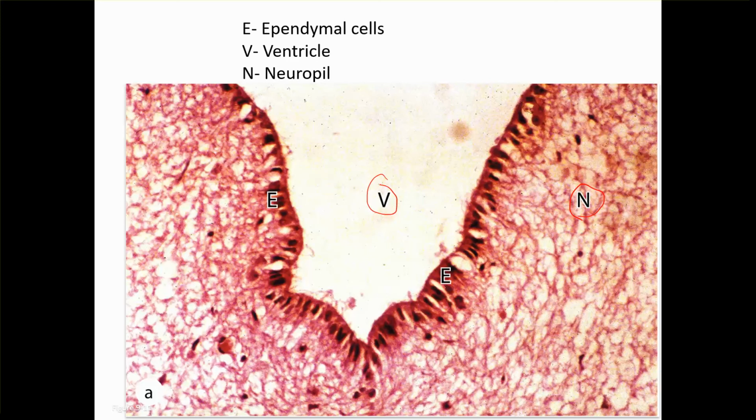And E, this lining, these cells which you're seeing here, are the ependymal cells. We can also see some cilia over here, so that's why it's the ependymal cell. They secrete CSF.